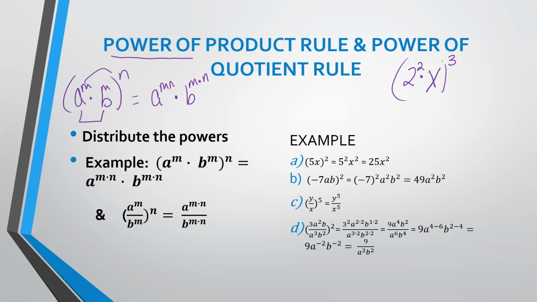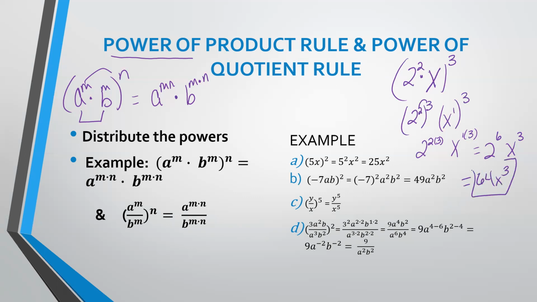So I'm going to distribute the power. I have 2 squared, and I'm raising it to the cube. I have X to the first power, raised to the cube. Since I have a power raised to a power, that means I'm multiplying the powers. So now I have 2 to the 6th times X to the 3rd, and 2 to the 6th power, we did a while ago, gave us 64. So that would be our final answer.